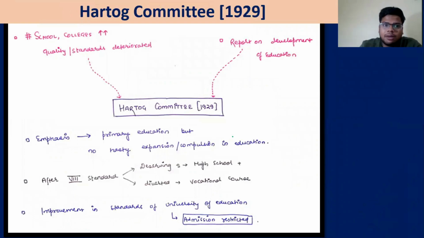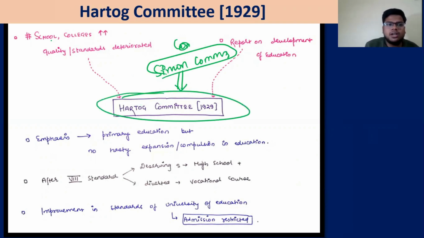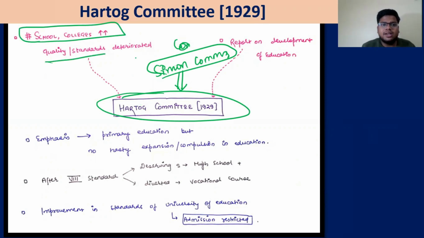Next is your Hartog Committee. This was set up by the Simon Commission. The Simon Commission said that we want some recommendation on the state of education, so they set up this particular committee. The idea was that the number of schools and colleges had increased, but quality and standards had decreased. So they were asked to provide a report on the development of education.